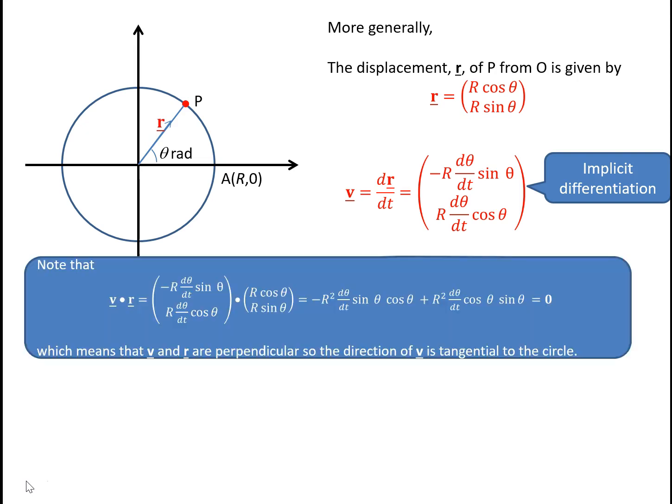Now, in very much the same way as we did before, we can take the scalar product of the velocity with the displacement vector, and that turns out to be 0, which again tells me that the velocity vector and the displacement vector are perpendicular to each other, so the velocity vector is tangential to the circle.